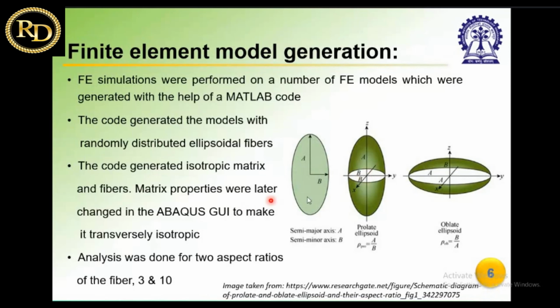We have tested it on Abaqus, and we have done the analysis for two aspect ratios, that is 3 and 10. So aspect ratio is basically A by B, where A is the semi-major axis of the ellipsoid, and B is the semi-minor axis of the ellipsoid.